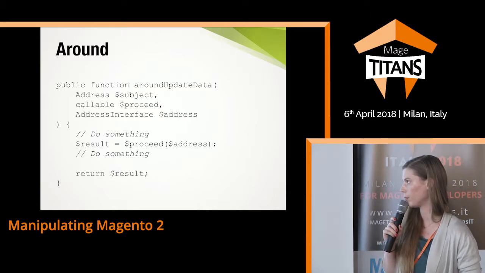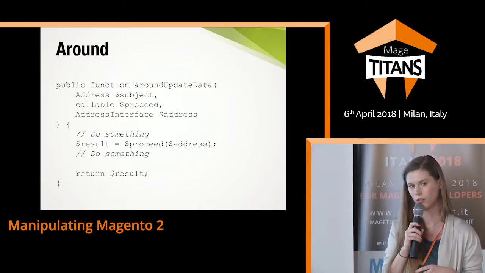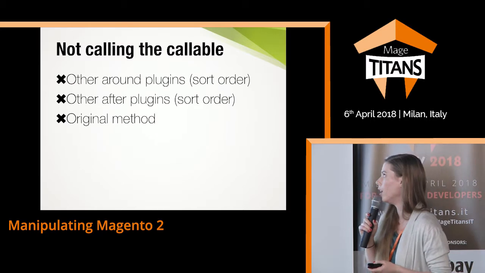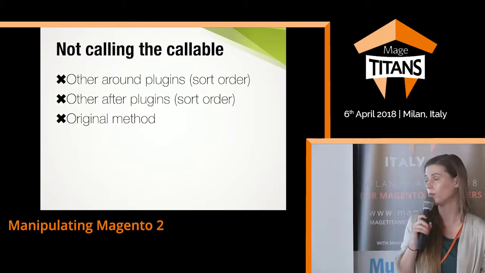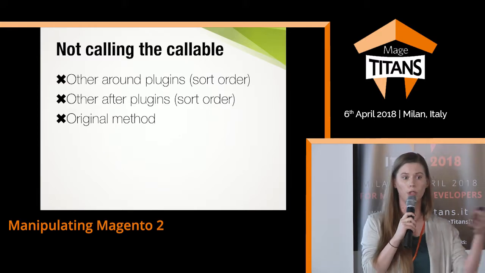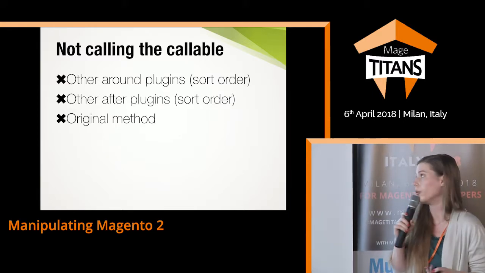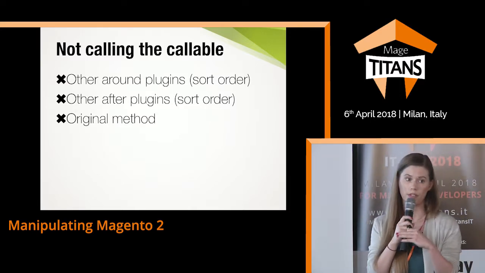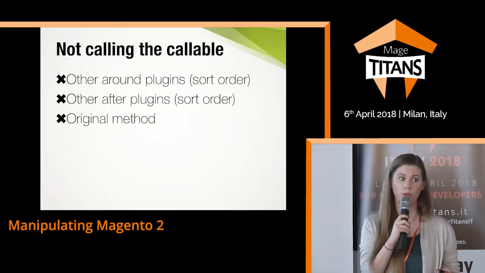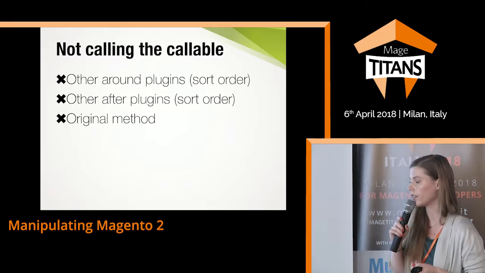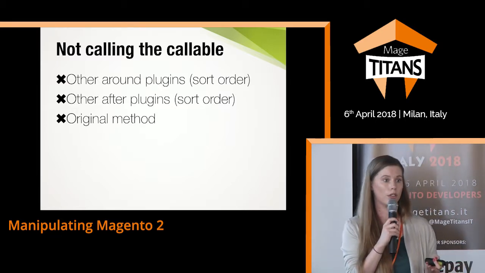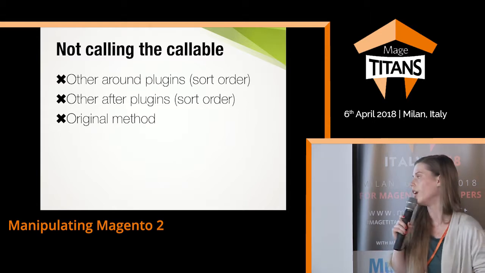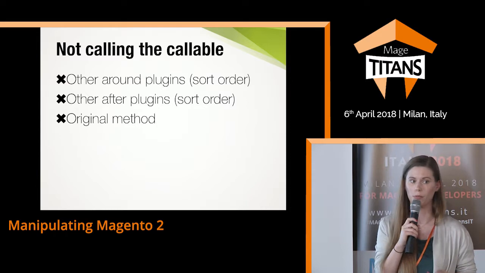Now there's something important here: you should actually call your callable, because there are some implications if you do not. If you do not call the callable in your around plugin, the other around plugins that will be loaded after you will not be called. The original public function will not be called. And all the after plugins that are loaded after your plugin will also not be called. So keep this in mind. There are some cases where it's valid not to call the callable, but usually just call it if there's no reason why you wouldn't, because else you might upset some other behavior.